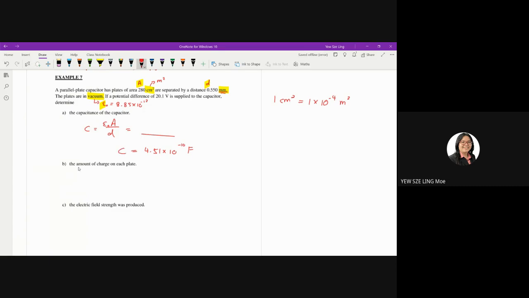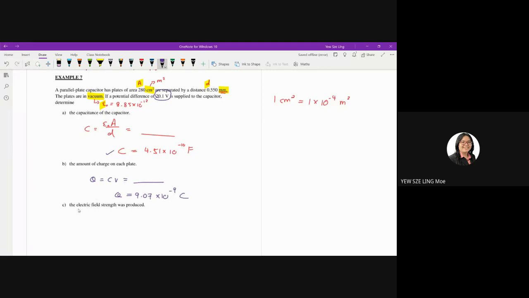Question B. Now you want to calculate the amount of charge on each plate. So you have C right here, and the question gives you V already. It is supplied to the capacitor, so the supply voltage is the same as your voltage across the capacitor. So you have Q equals CV. You plug in the values, and eventually you will obtain Q equals 9.07 times 10 to the power of negative 9 coulomb.